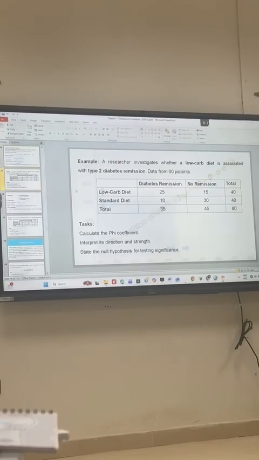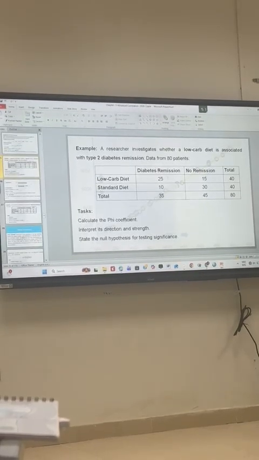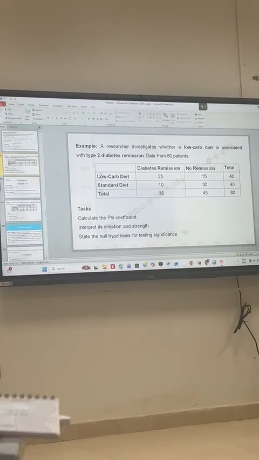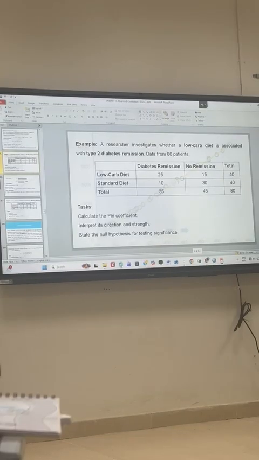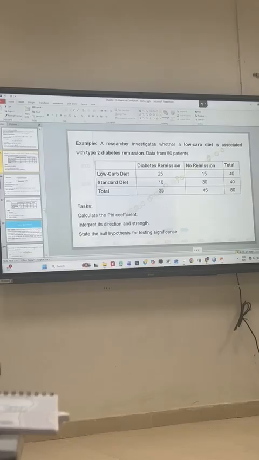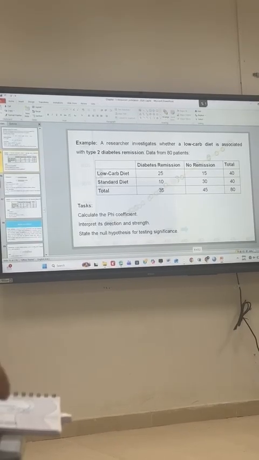Now, this question is related to the phi coefficient correlation. How many degrees of freedom should be used for this test? Chi-square. Degrees of freedom equal column minus 1 into row minus 1.